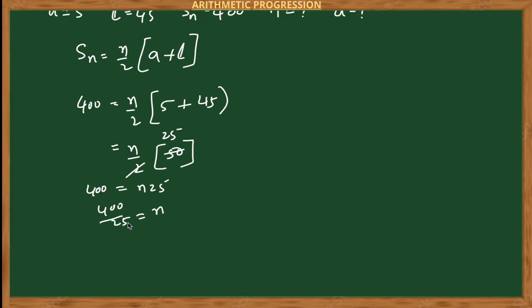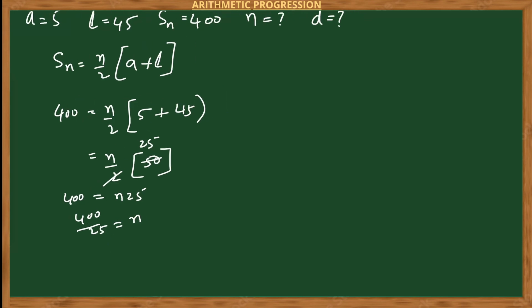Okay, so simplifying this, 25 goes in 100 4 times, 4 60. Okay, so the value is 16. N is equal to 16.